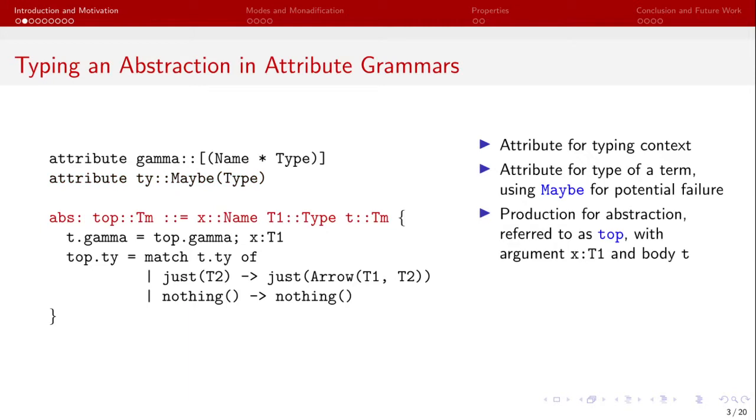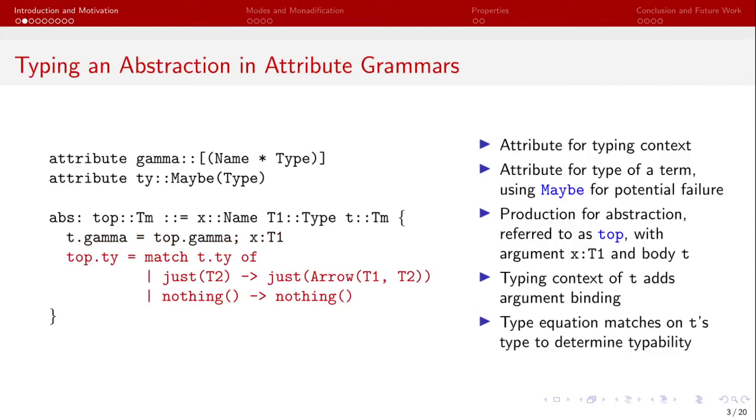Here we have a production for an abstraction in our grammar. The abstraction is referred to as top, and it has an argument x of type t1 and a body called t. The body t has the same typing context as the abstraction itself, with the addition of a binding for the argument x.